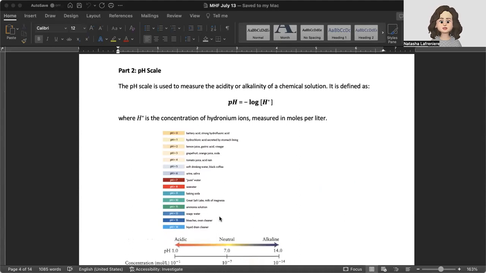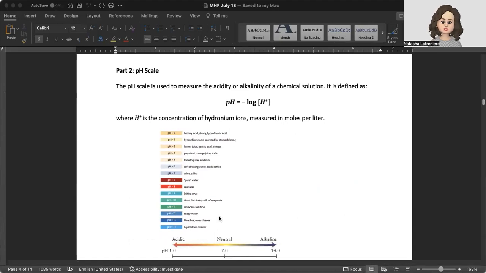So the pH scale is used to measure the acidity or the alkalinity of a chemical solution. So for example, if you have a pool or a hot tub, you might have heard of this before. And so we use the equation pH equals negative log of H plus, where H plus is the concentration of hydronium ions, measured in moles per liter. So this is an example of when we would use log in real life.